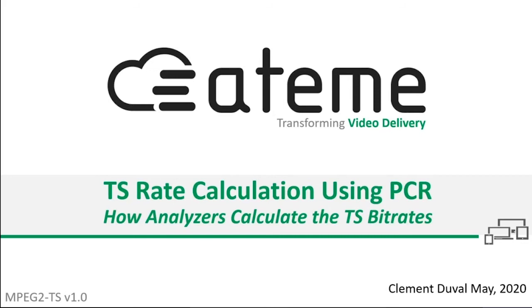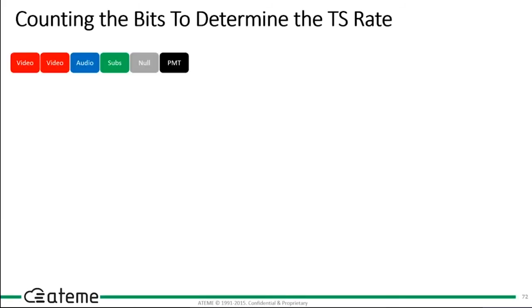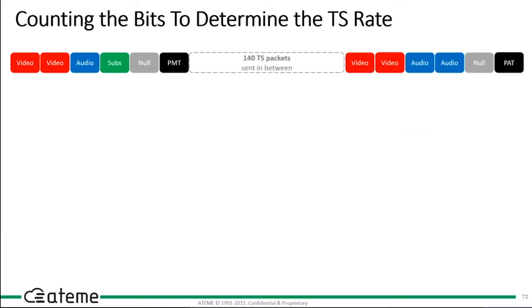So let's see how this works. The encoder is sending a bit stream: video, audio, subtitle, packets, PMTs. Here I've just pictured that we have 140 TS packets in between. This bit stream will have some TS packets with PCR values. So here we have two, with PCR value 10,000 and PCR value 11,800.